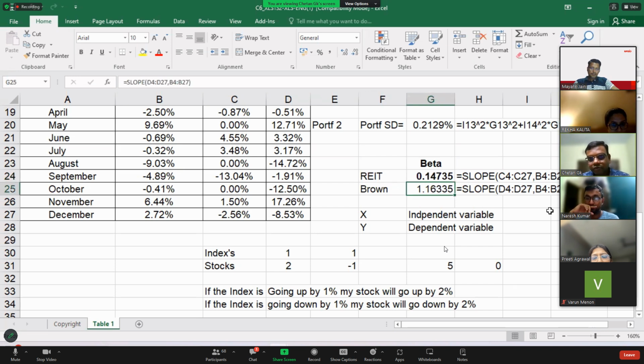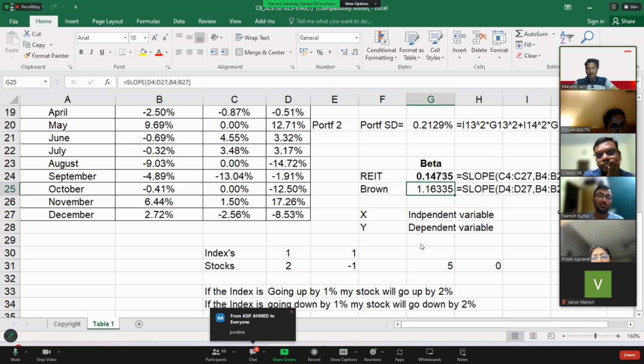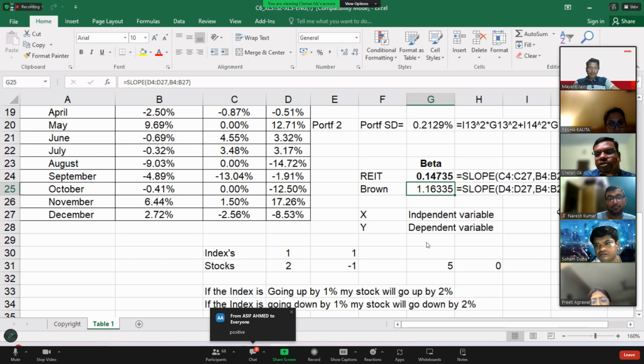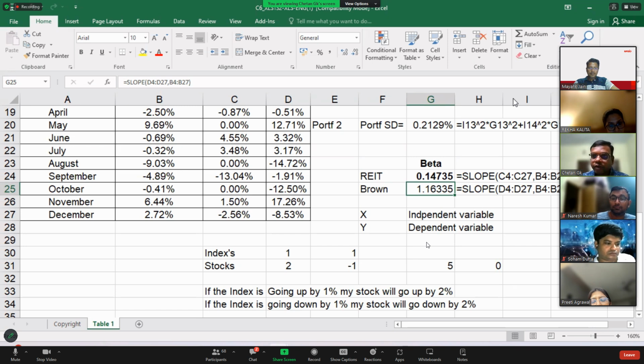Now can you tell me this one? If the index goes up by 1%, then it will go up by 1.16%. So that is how we have computed and understood how to interpret the betas as well.